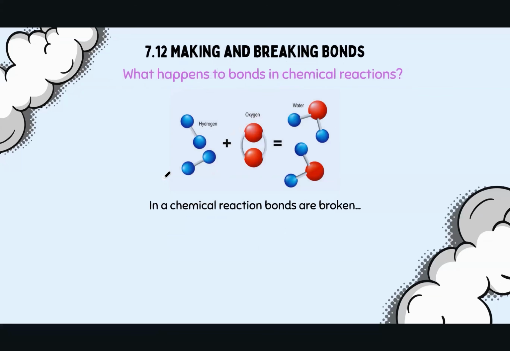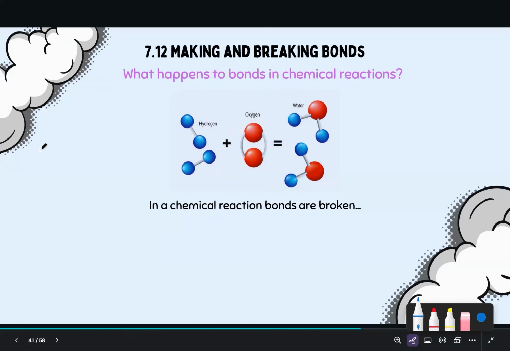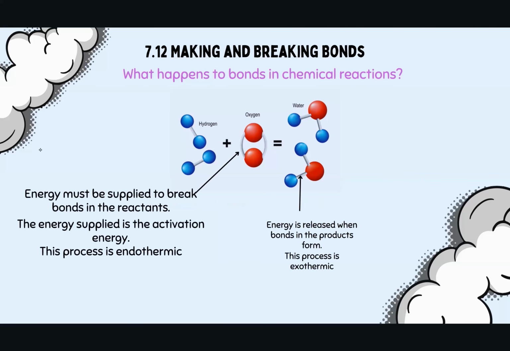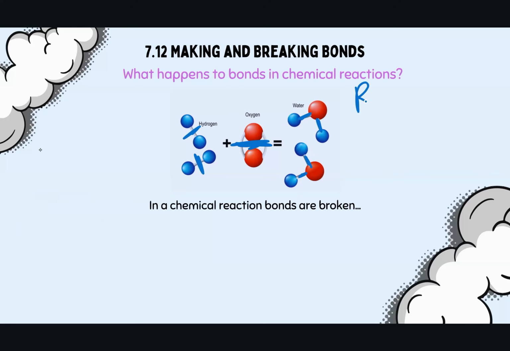Okay, making and breaking bonds. So what happens to bonds in chemical reactions? So hydrogen and oxygen break apart to make water. So what actually happens is this bond is broken, this bond is broken, these bonds are broken, and then they reform, joined together as water. Now, what you need to remember here is bendomex. When bonds are broken, that's endothermic. When bonds are made, that's exothermic.